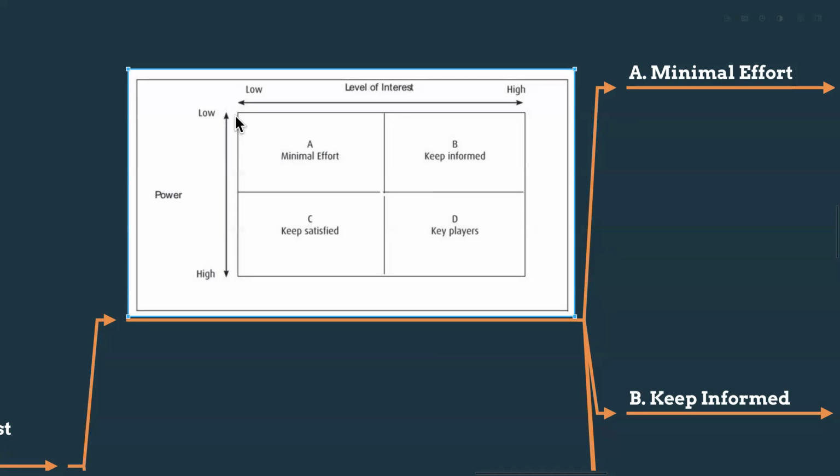But they can't directly change our operations. They don't have much power. But they can create bad publicity. If we ignore them, if we are not informing them, even if we are not damaging the environment and everything, sometimes they will create bad publicity for our organization. So we have to keep them informed, right? That's the strategy we are following for them.